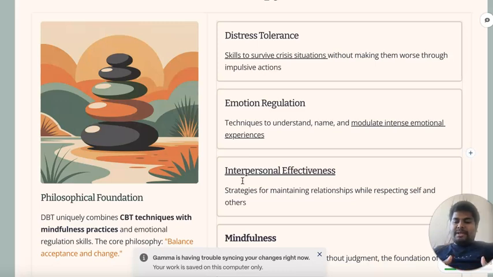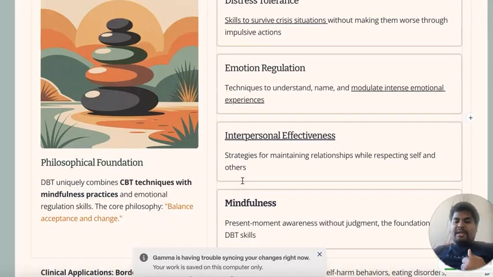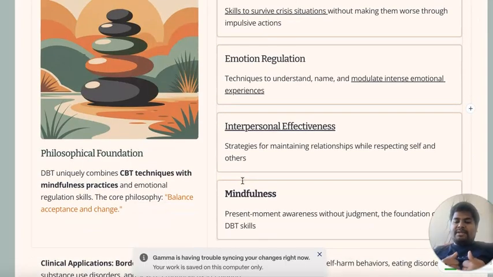Next is emotional regulation. People with borderline personality disorder have intense emotional experiences within themselves, so the technique here is teaching the patients ways of emotional regulation. And third is interpersonal effectiveness. The person with borderline personality disorder will always have difficulty maintaining relationships, so for that, communication strategies and such things are addressed here.